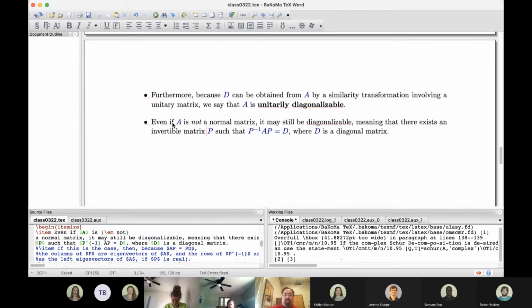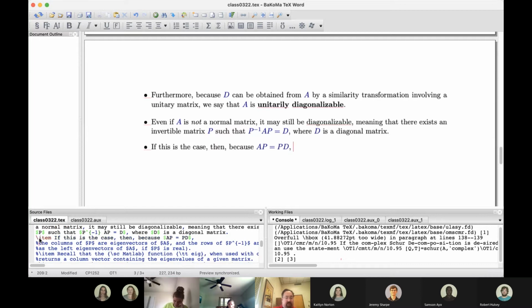All right. So if A is not a normal matrix, it's not unitarily diagonalizable. It may still be diagonalizable. So we have a situation like this. You can perform a similarity transformation involving some invertible matrix P. So it's invertible, it's just not unitary or orthogonal. And we still get a diagonal matrix. And that matrix will still have the eigenvalues of A on its diagonal.